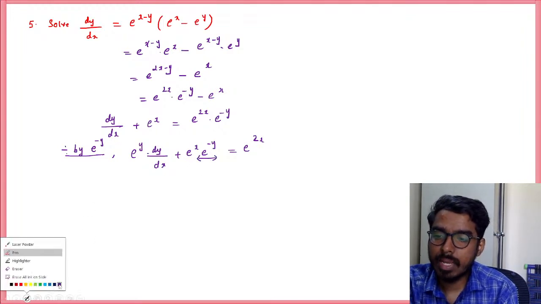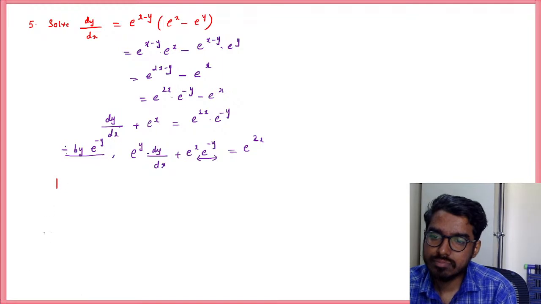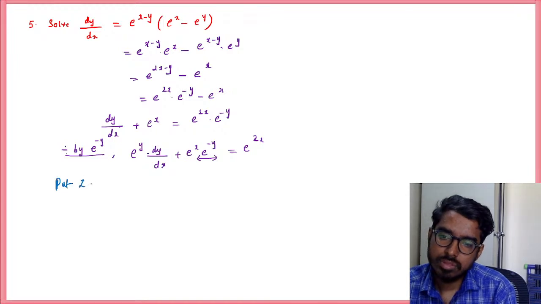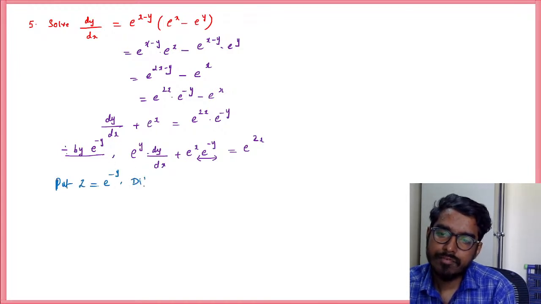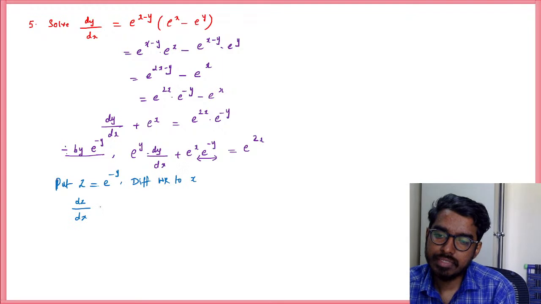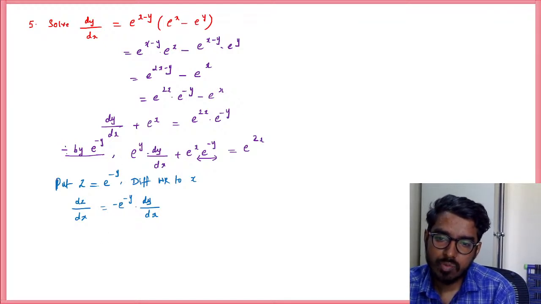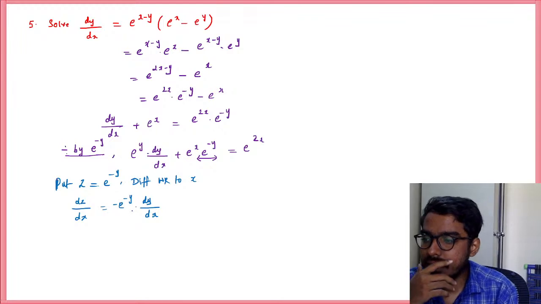So what I'm going to do is put this term equal to z. I'm approaching by the same method. Put z is equal to e power minus y. Differentiate with respect to x. That means dz by dx is equal to the derivative of e power minus y, which is minus e power minus y dy by dx.